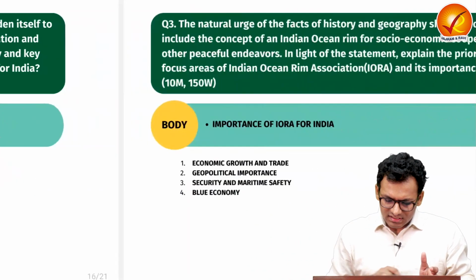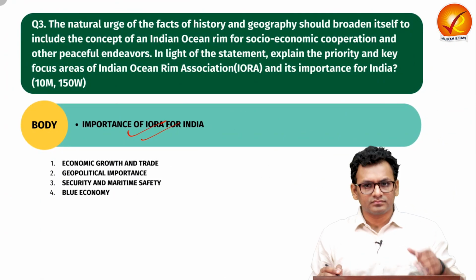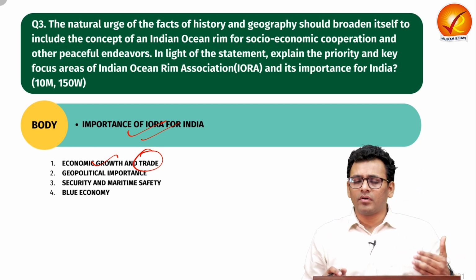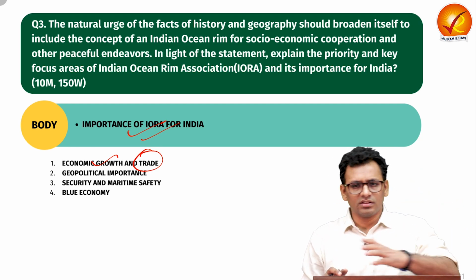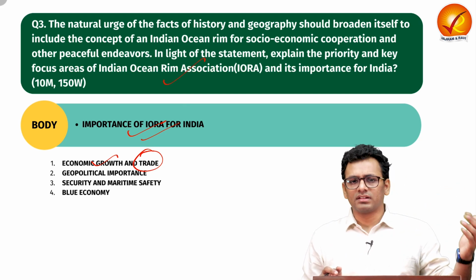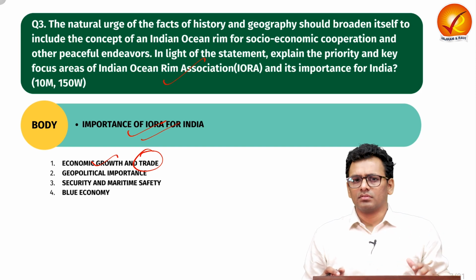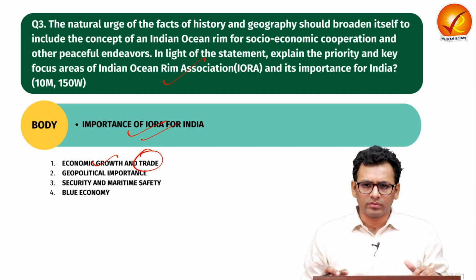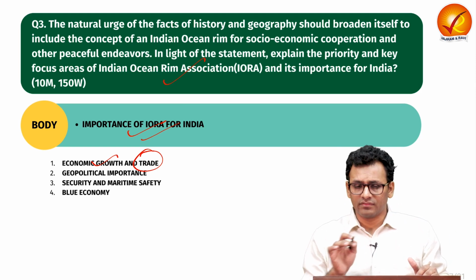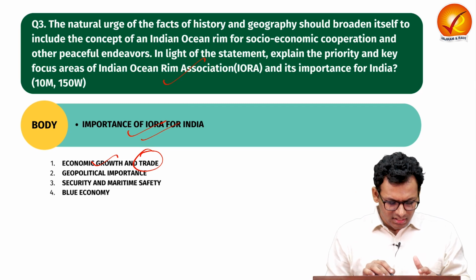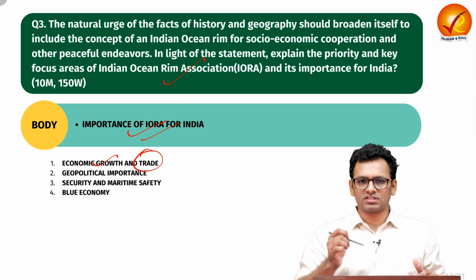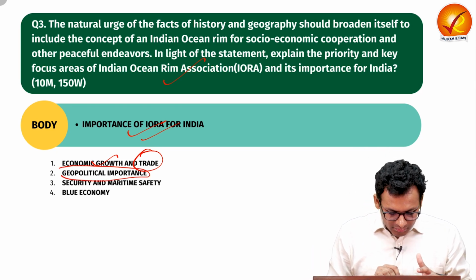Now let us see its importance for India. Firstly, you can talk about the economic growth and trade. You can cite different data points. You can cite how the Indian Ocean Rim Association is the focal point which talks about trade. There is a good amount of export-import dependency over here. 80% of global oil is going through this geographical location. So these are the points that you can write in economic growth and trade and how it definitely and directly impacts India's growth story.